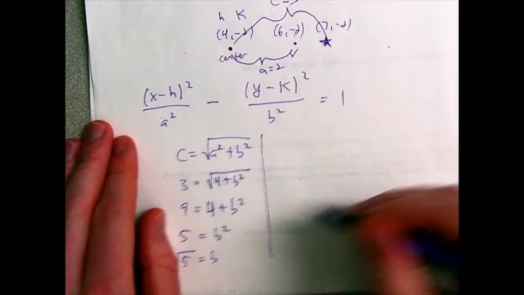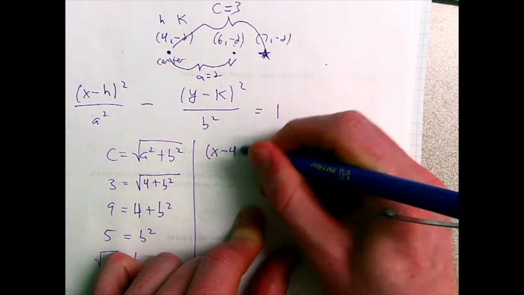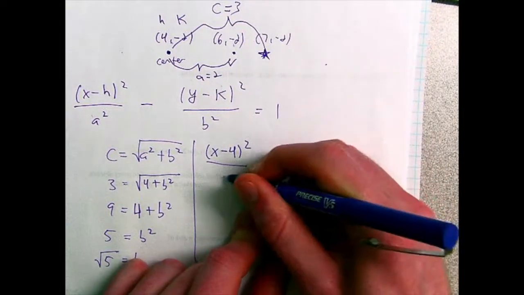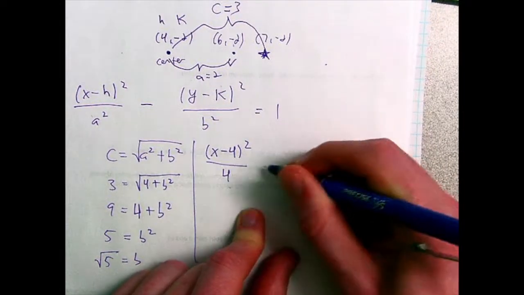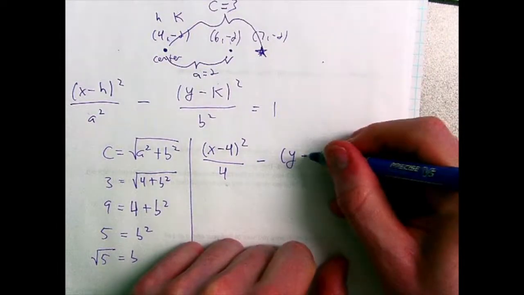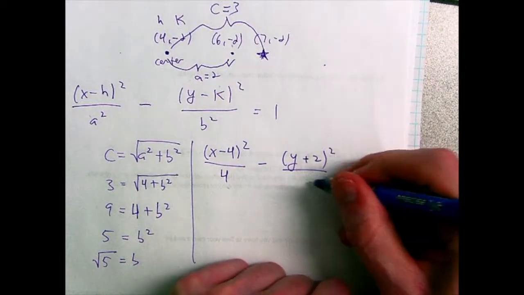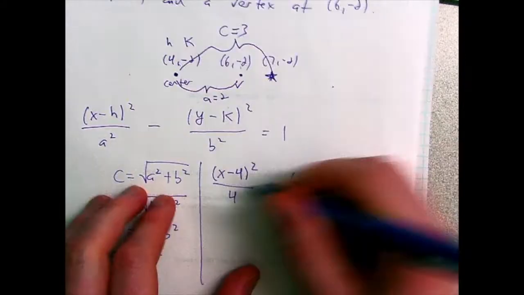So plugging everything that we know into this equation will give us x minus h, that was 4, quantity squared, over a squared, which is also 4, minus y minus k. k is -2, so that's y plus 2 quantity squared, over b squared, which is 5, equals 1. And that's the equation.